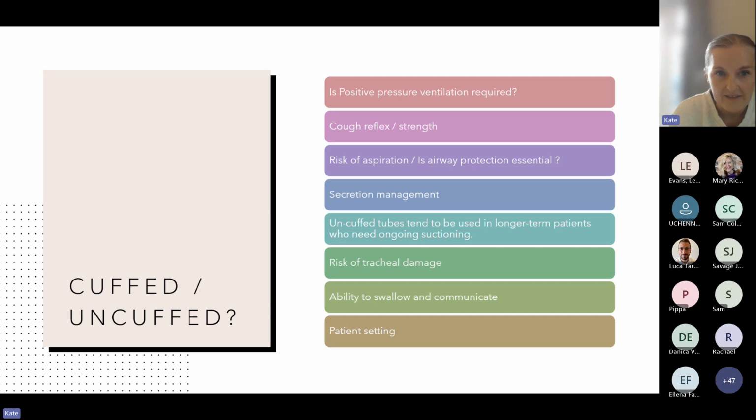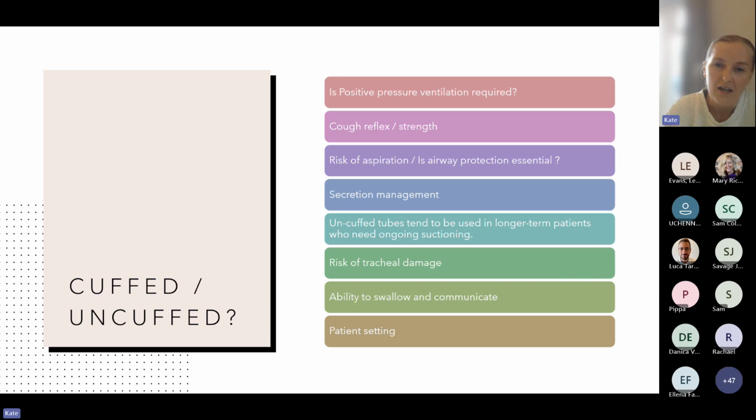So think about your secretions, as I've spoken about earlier. Think about uncuffed tracheostomies for long-term patients that are potentially going into the community, or going to the wards, that need ongoing suctioning. When thinking about your cuffs, think about the risk of tracheal damage. Do they need a cuff? Do they not need a cuff? Overinflating a cuff can cause tracheal damage. So that's when your sizing and your dimensions are really important. Bear that in the back of your mind, and if you are choosing a cuffed tracheostomy, make sure you're optimizing the cuff inflation pressures.